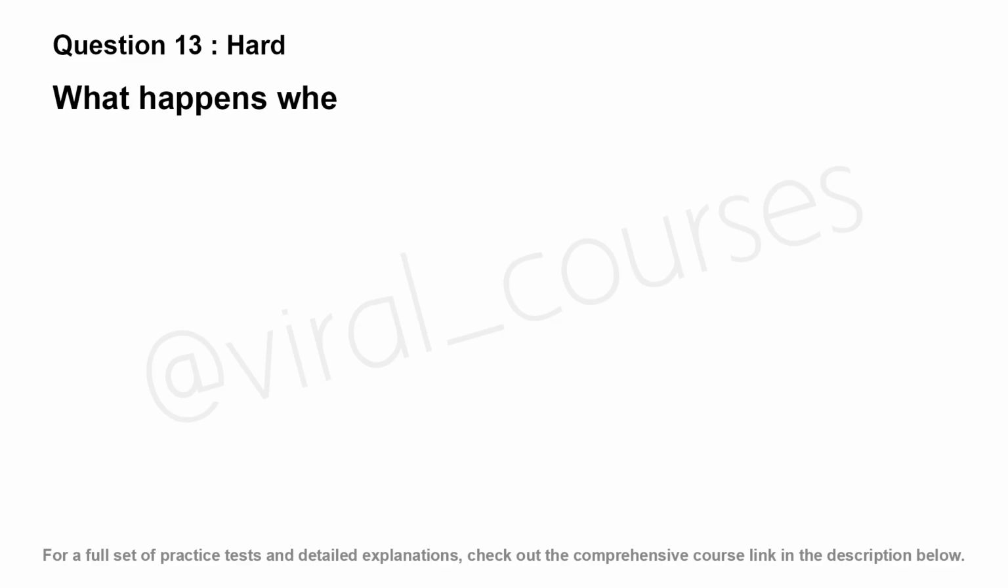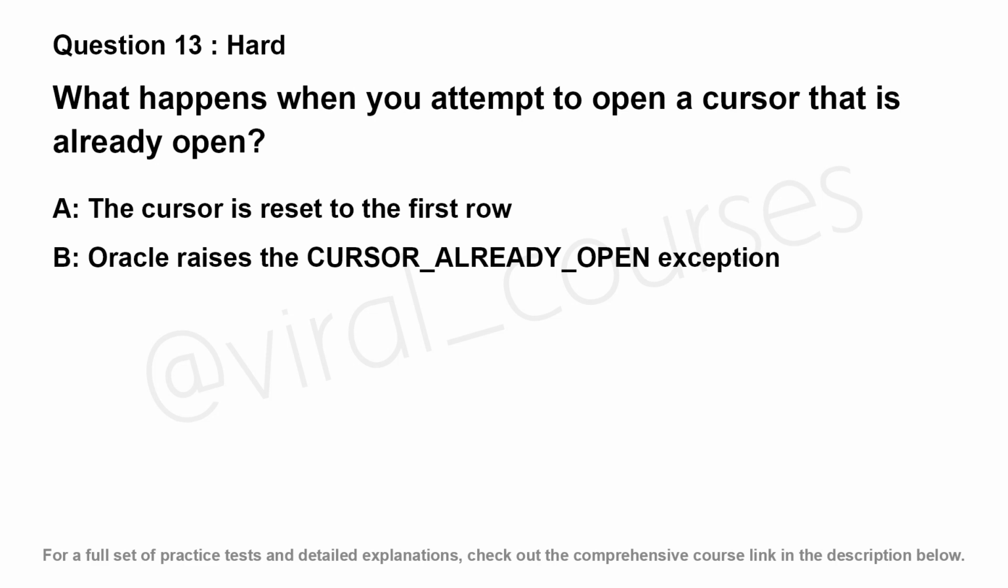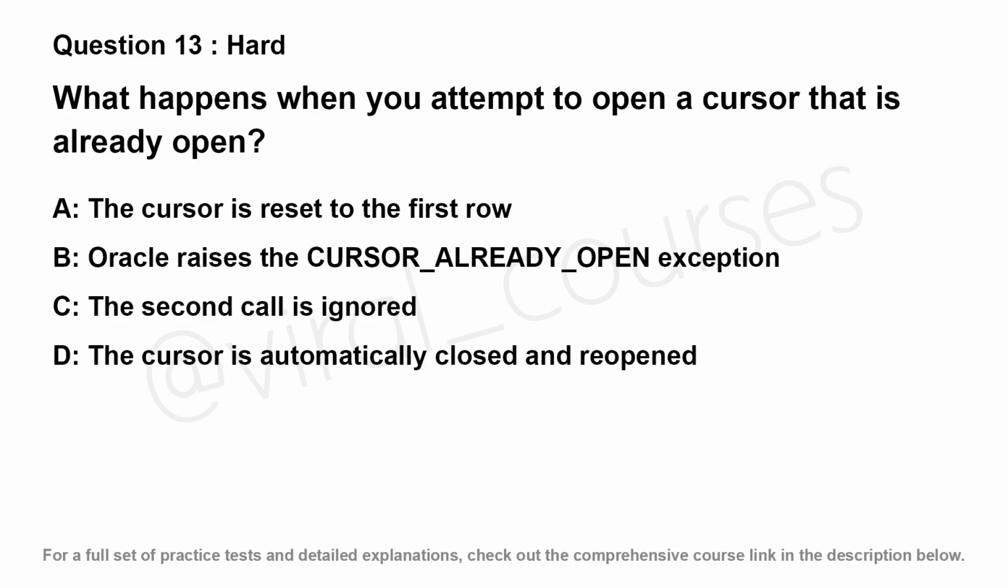What happens when you attempt to open a cursor that is already open? Option A, the cursor is reset to the first row. Option B, Oracle raises the cursor already open exception. Option C, the second call is ignored. Option D, the cursor is automatically closed and reopened.